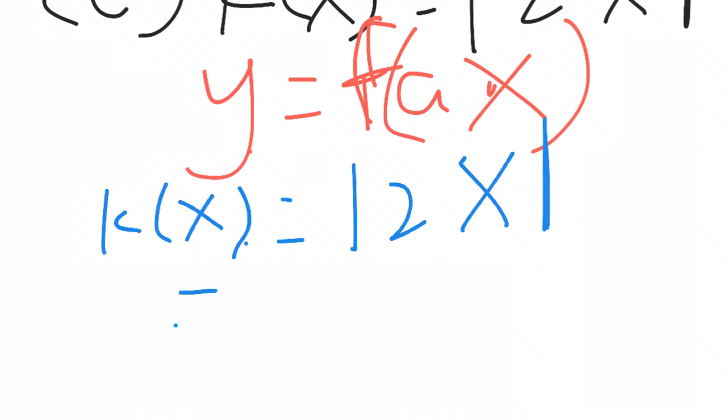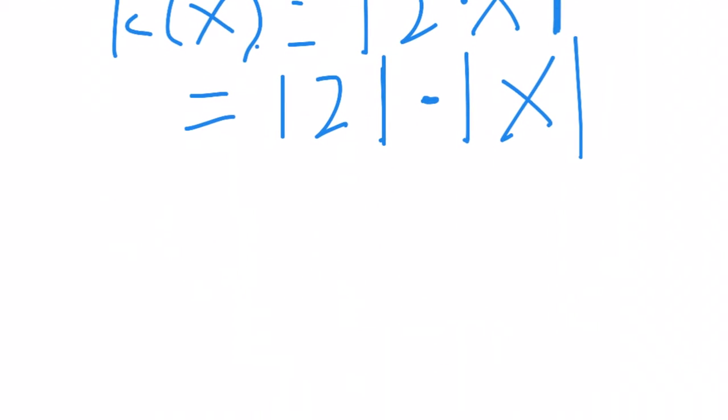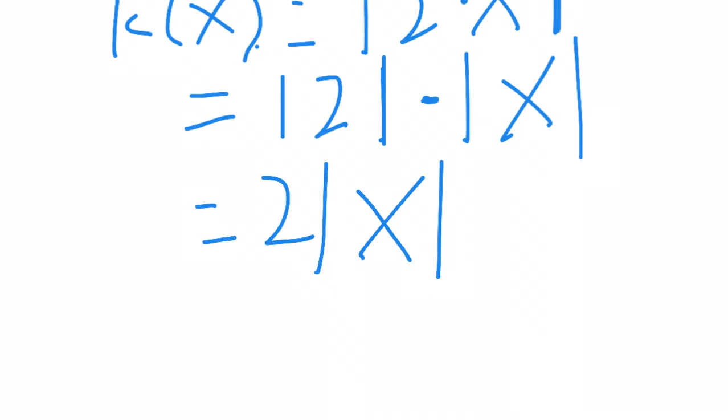Now there's a property of absolute values saying that when you're multiplying two things inside the absolute value, you can split them into different absolute values. So it'd be absolute value of 2 times absolute value of x. Remember, absolute value of positive 2 is just positive 2. So it's 2 times the absolute value of x, which is the same as g of x in part A.